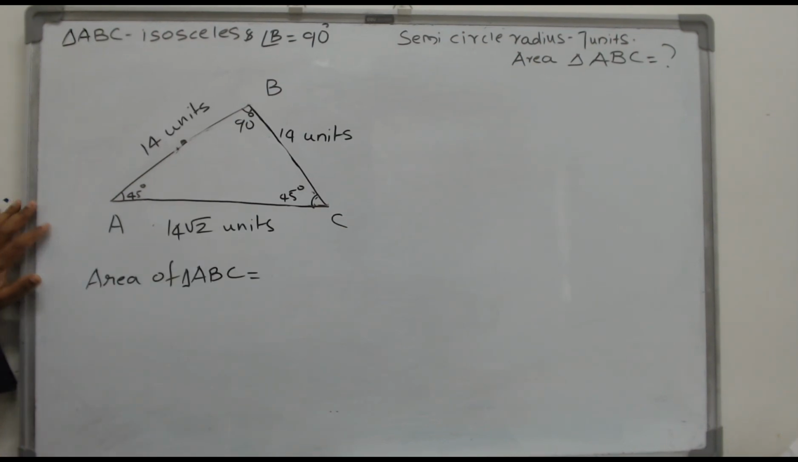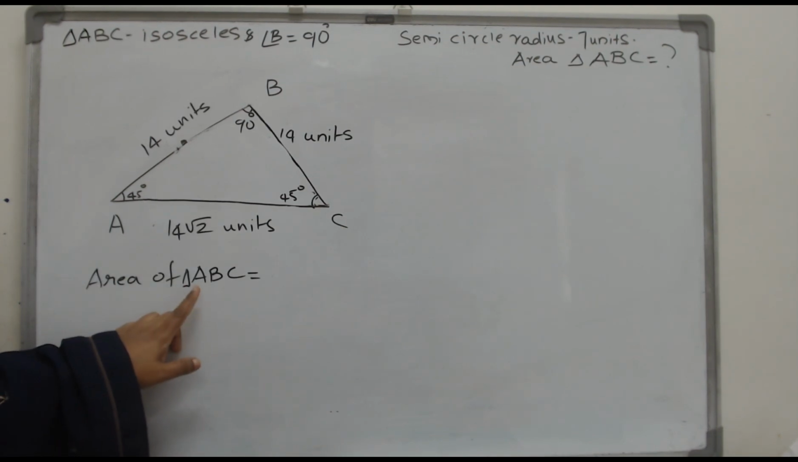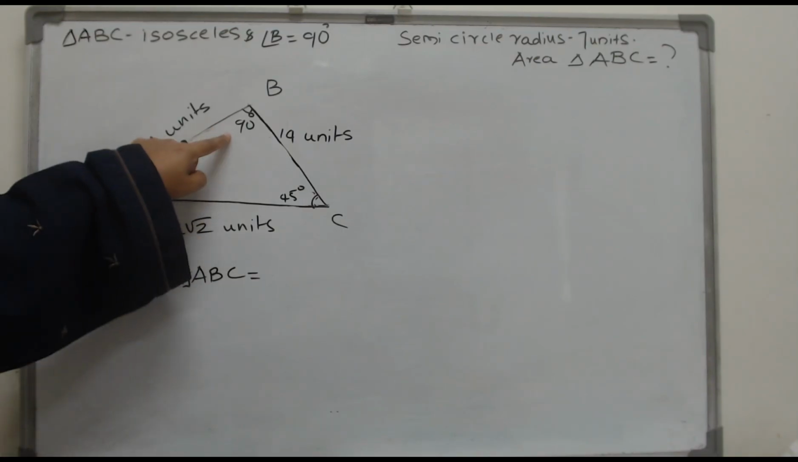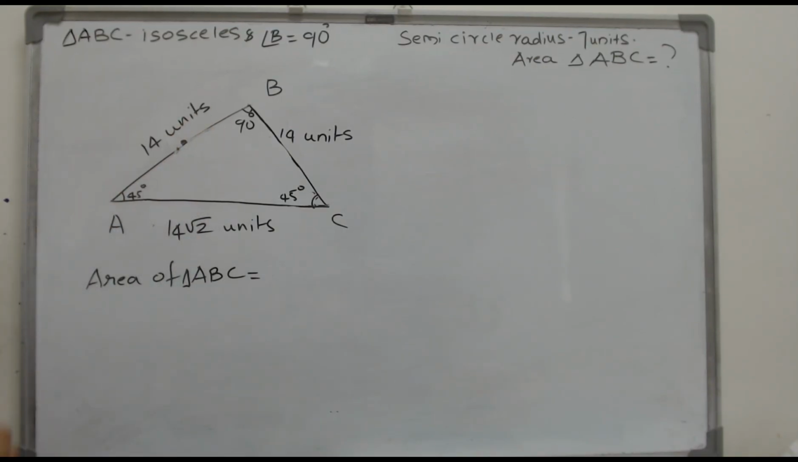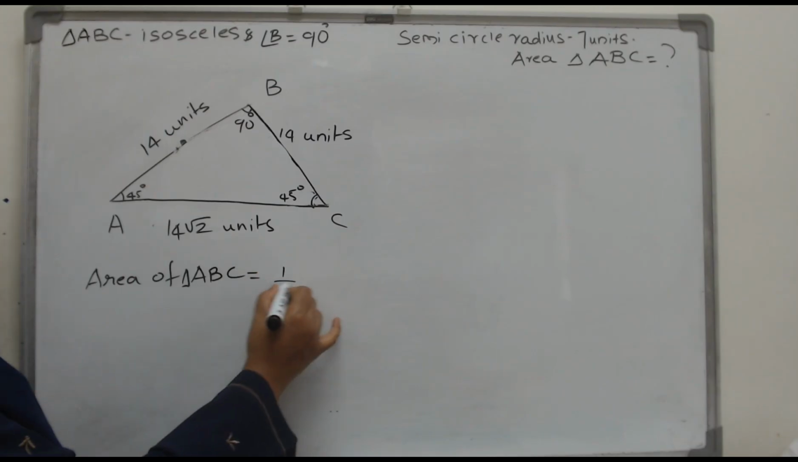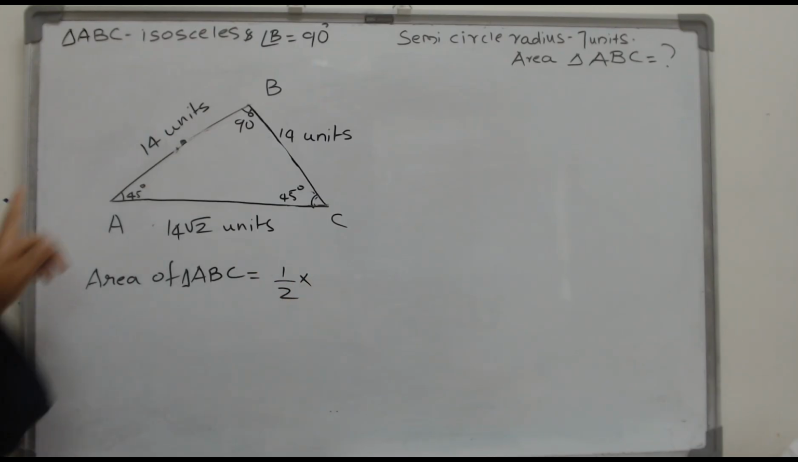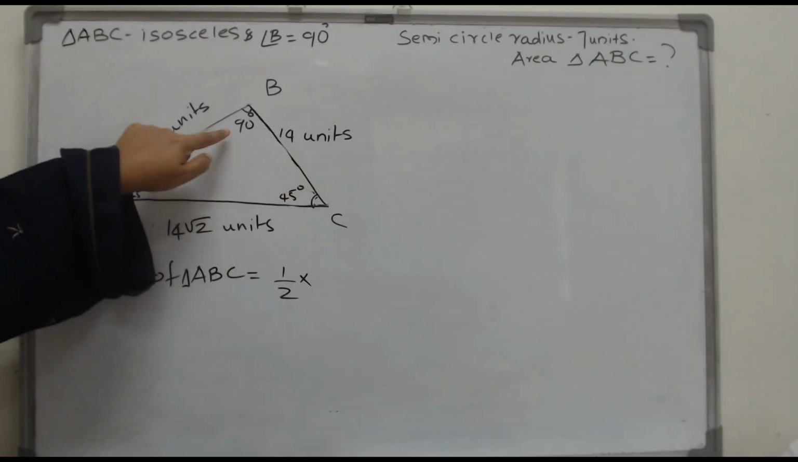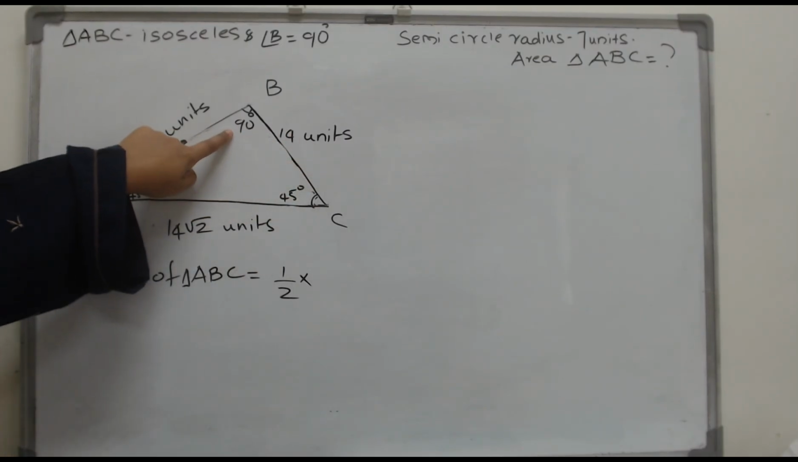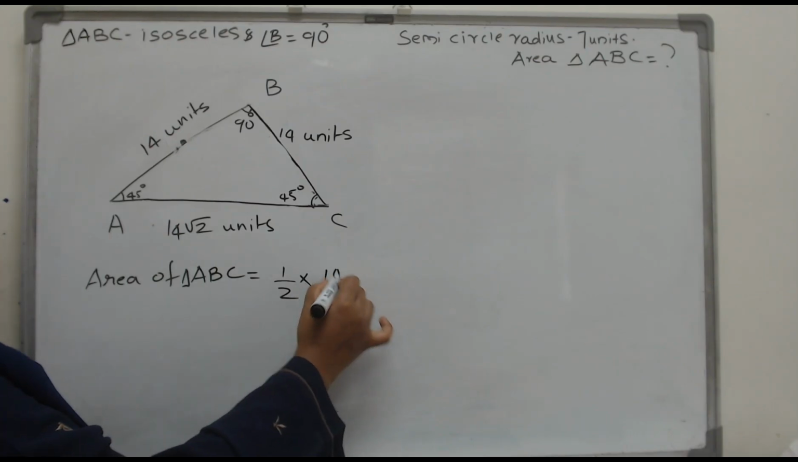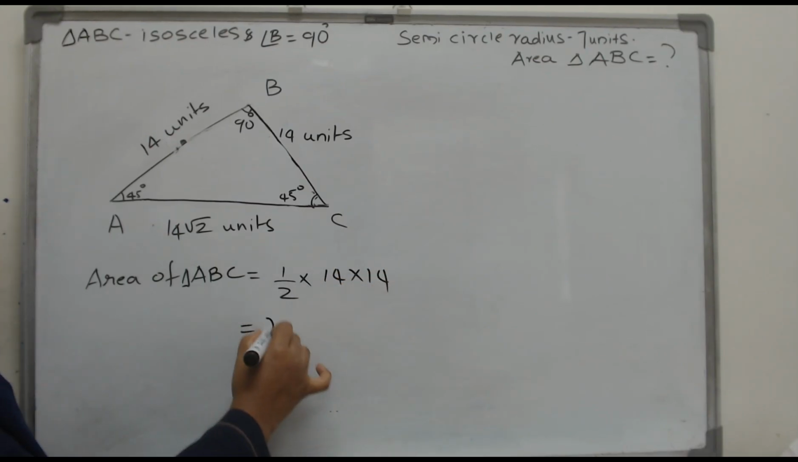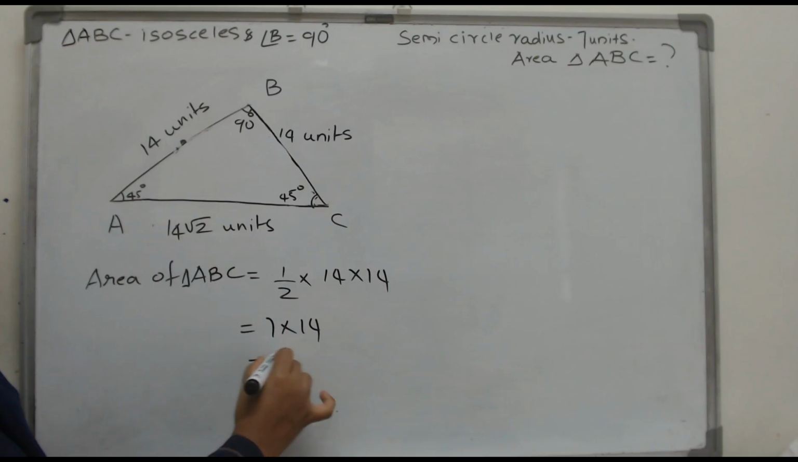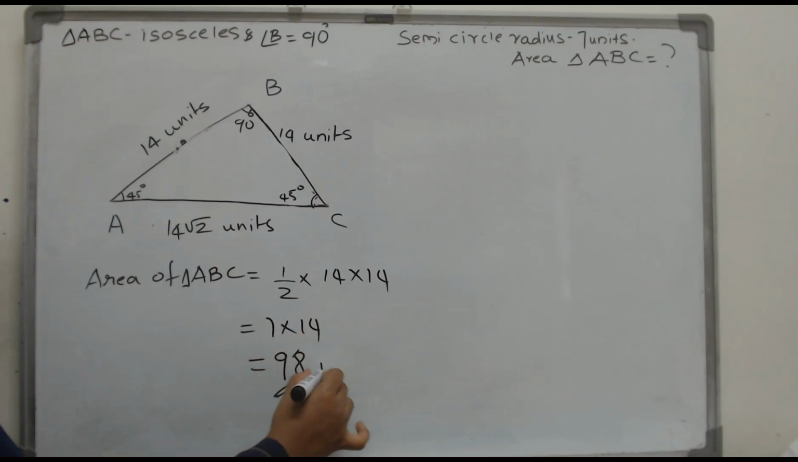What we needed to find was the area of triangle ABC, which is a right triangle. What is the area of any right triangle? It is half into the product of its two shorter sides, its two legs, the two sides which contain the 90 degrees, which means half into 14 into 14, which means it is 98 unit square. So this is the answer that we were looking for.